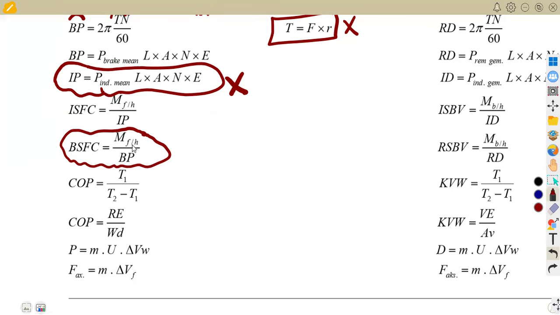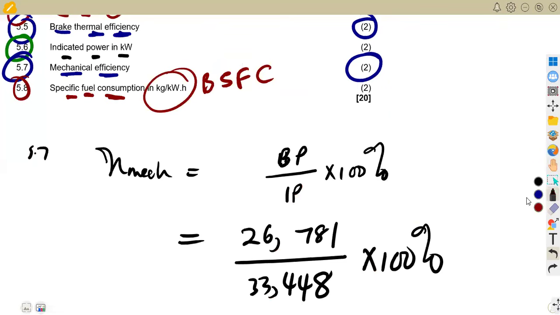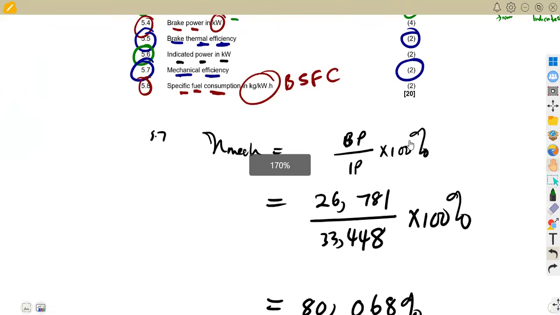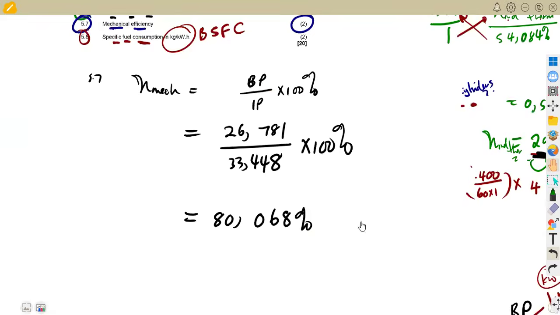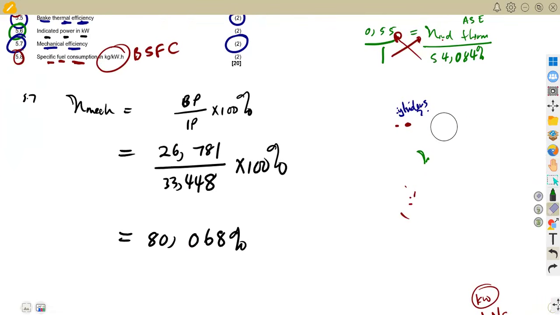Remember, it's mass of fuel per hour. As it is the mass of fuel per hour this time, not per minute, not per second, as it is given in kilograms per kilowatt hour. Per kilowatt hour. Okay. Let me write it aside here.